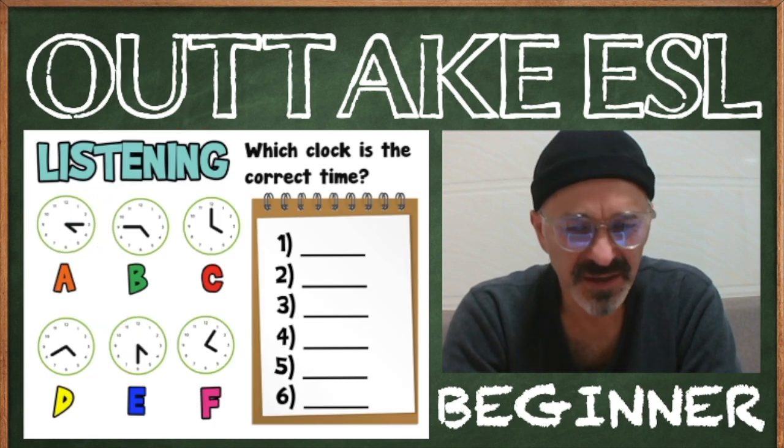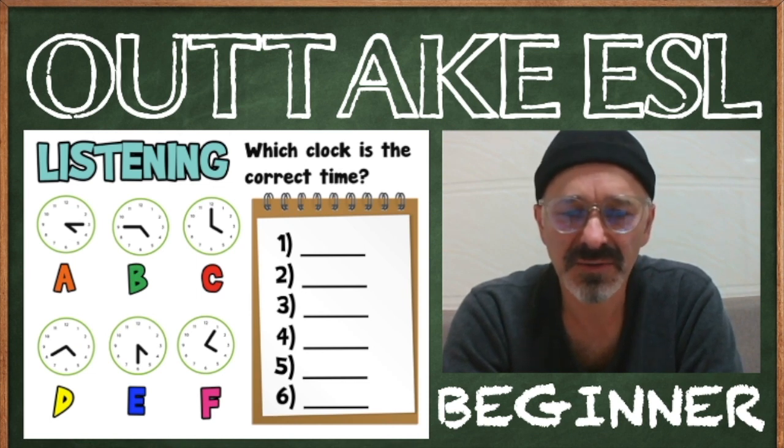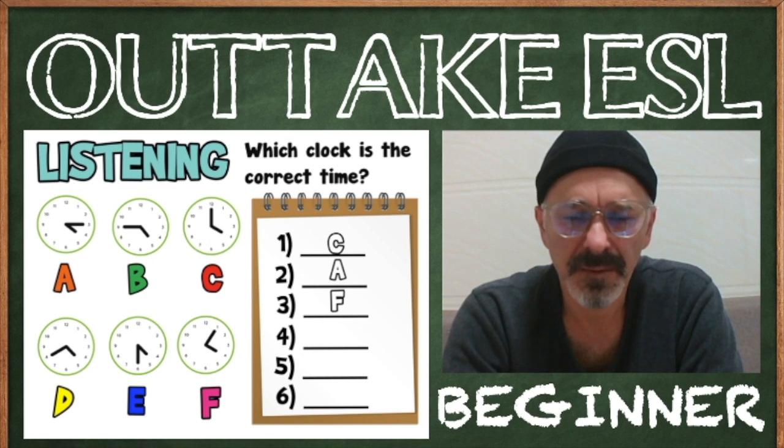I have a listening exercise here. Here I have the different clocks, and this is 4 o'clock. Which one is it? 4 o'clock. Which one is it? See, very good. 4:04. 4:05. 4:30. 20 to 5.